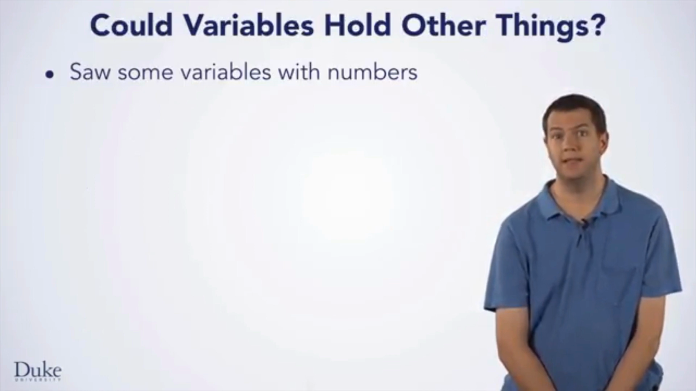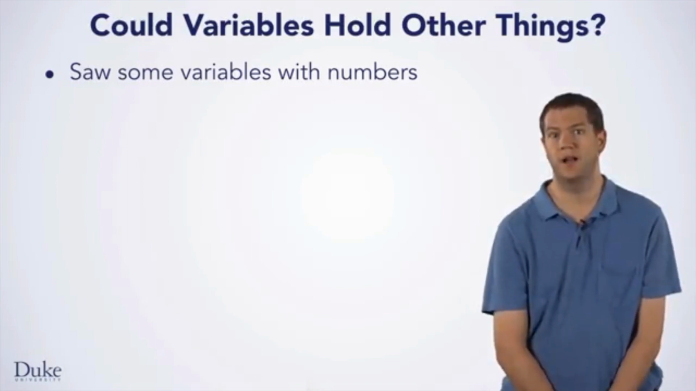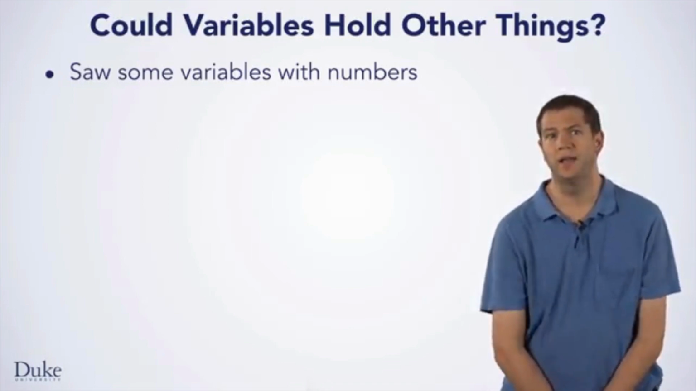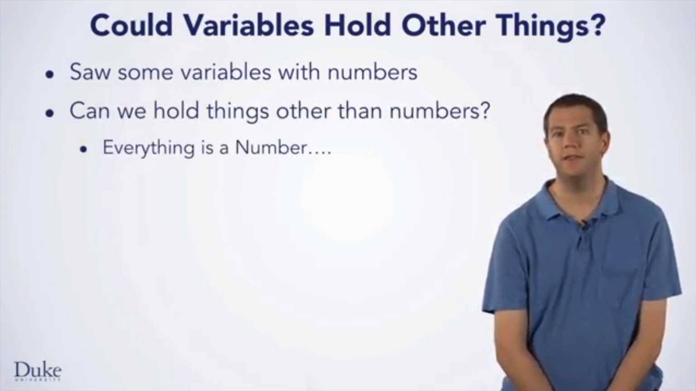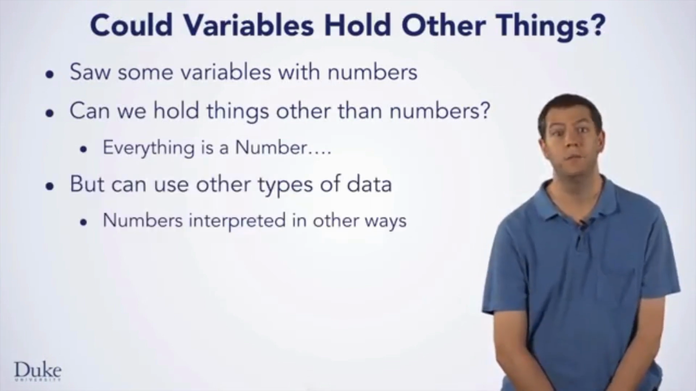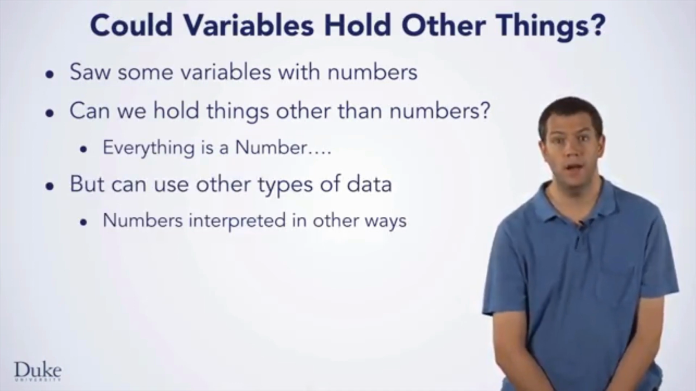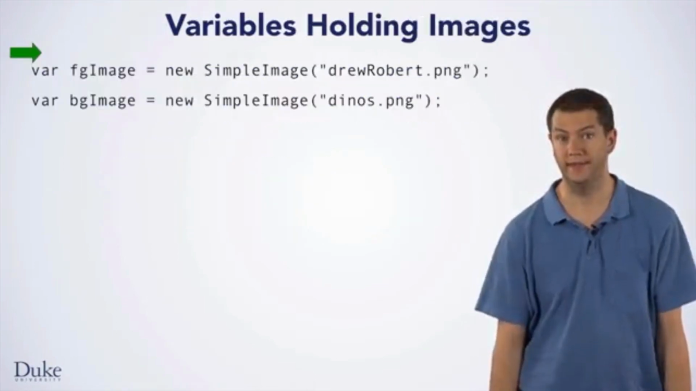Now you have seen the basics of variables with some numeric values. But what if you want variables that hold things that are not numbers? How could you do that? Well, remember, everything is a number. So under the hood, every variable is actually a number. But you can use other data types like images and strings where the numbers are interpreted in other ways. Let us look at this example.